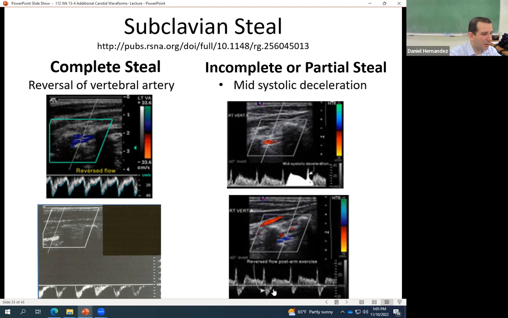So here we still have that crouching bunny, but we now get some flow reversal component to it. And then this would be complete flow reversal or complete retrograde flow. This would indicate a complete steal syndrome.